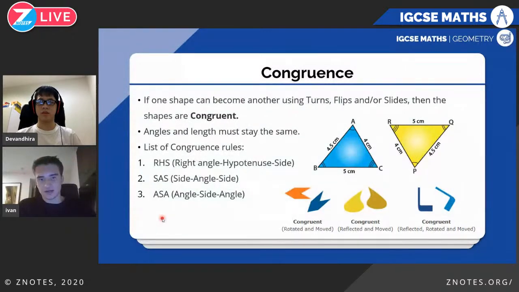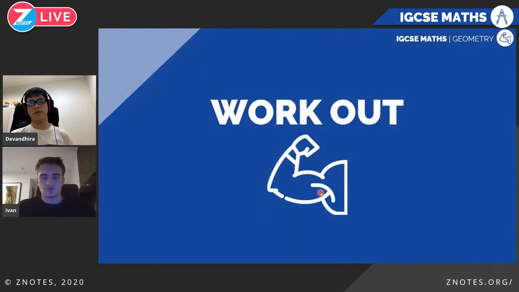For the third one, ASA, if you have two angles, then the third angle is the same, and if you have one side that's the same, then you know that we have congruency. Okay, that's a simple concept, but you need to be able to identify what the equalities are in each case and to see whether it's congruency or not. Okay, so we've gone through the key concepts, and now we can go through some problems.